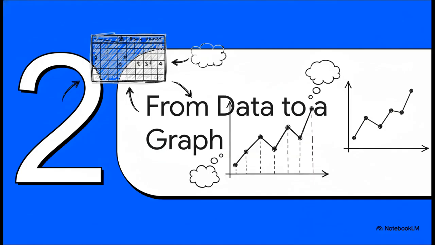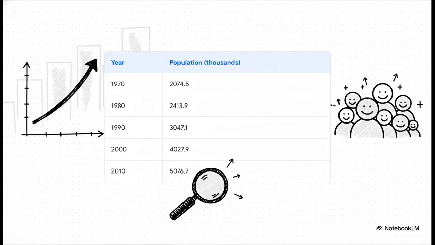Let's see how we can take a boring old table of numbers and turn it into something visual, something that's actually easy to understand. Here's what we're working with. The population of Singapore, measured every 10 years from 1970 all the way to 2010. Now, just by looking at the numbers, you can tell it's growing. But it's kind of hard to get a real feel for that growth, isn't it? It's just a list of numbers.